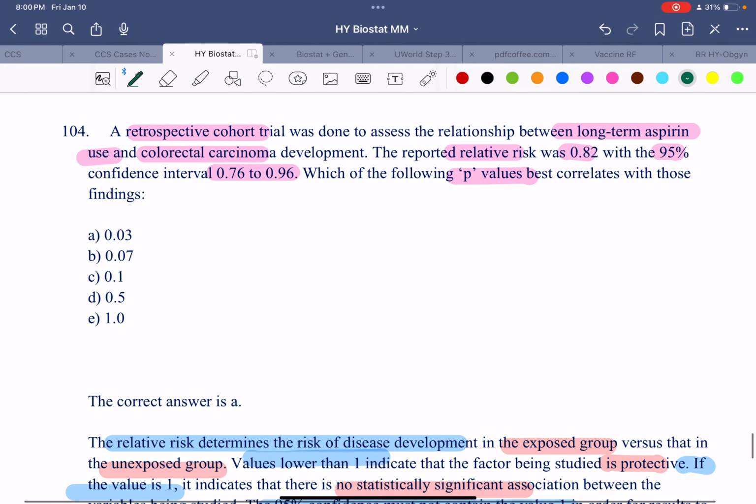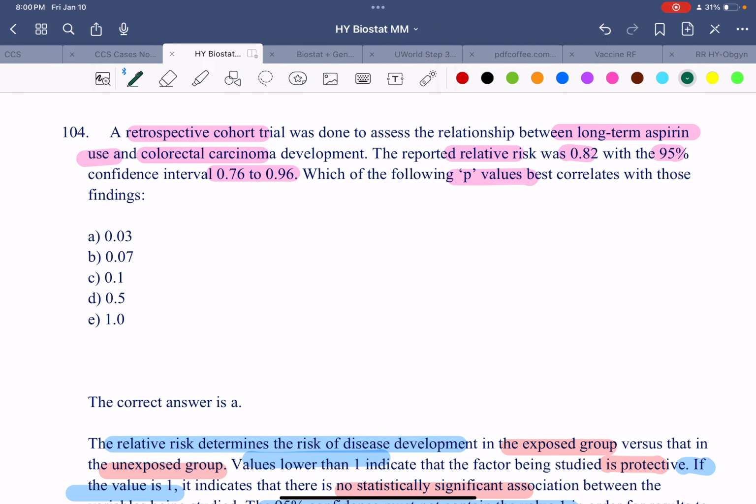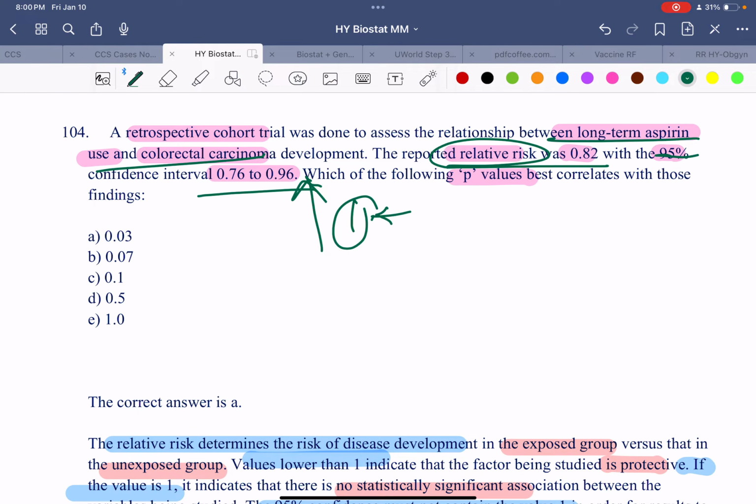Okay, question 104. A retrospective cohort trial is done to establish the relationship between long-term aspirin use and colorectal carcinoma. The relative risk is found to be 0.82 and the 95% confidence interval is 0.76 to 0.96. Again, it does not have the value of 1. Here we are doing the risk and not a difference, so we will look for the value of 1. So we can see that it is statistically significant, right? And it seems that long-term aspirin use actually decreases the risk. Why? Because it is less than 1. So the p-value in this situation should be less than 0.05. So the correct answer is A, right?